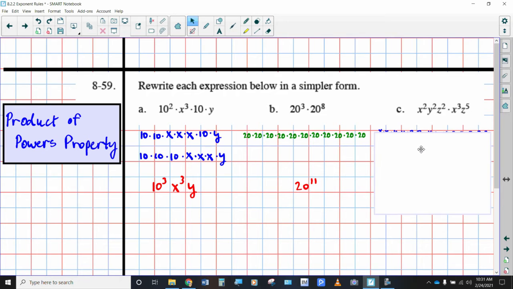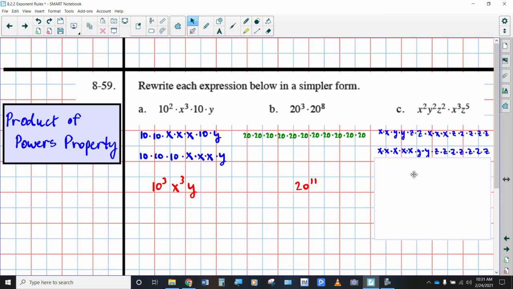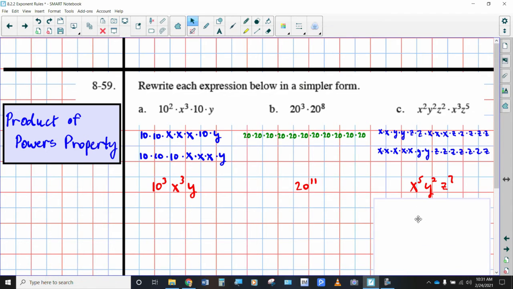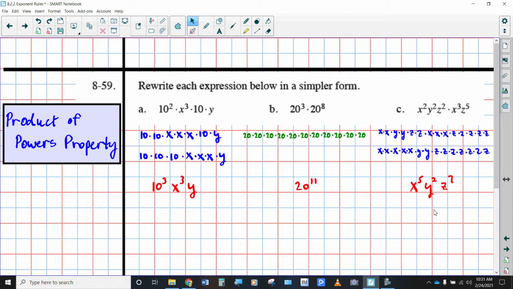Here we expand it out, and it's getting even trickier, where you've got x times y times y times z times z times x times x times x times z times z times z times z times z. Now we'll move and cluster all the x's together and all the z's together. There turns out to be a total of 5 x's repeatedly multiplied, 7 z's repeatedly multiplied, and then these 2 y's didn't have any other y's to move in with them. So we're just going to write that as x to the 5th, y squared, z to the 7th power.